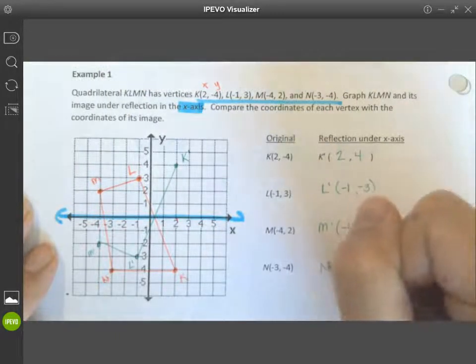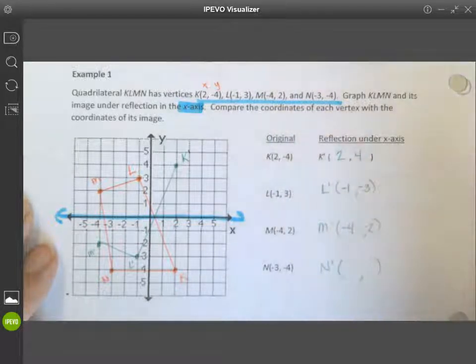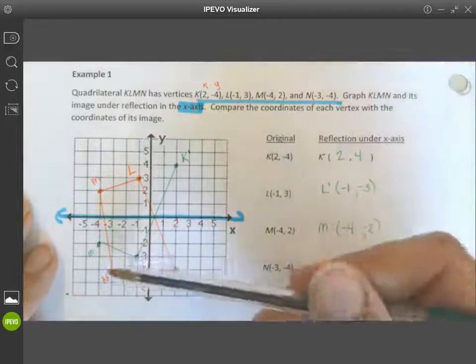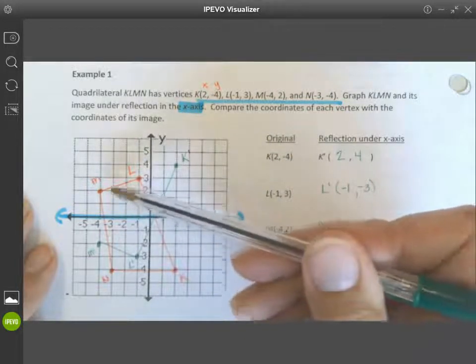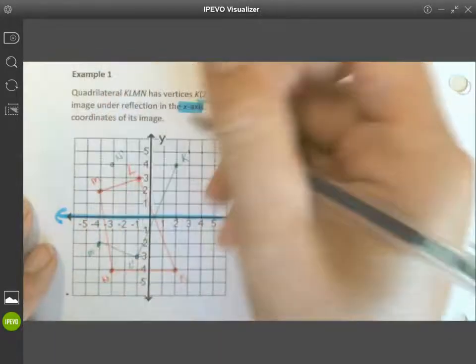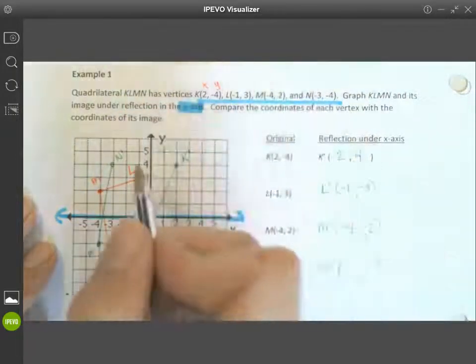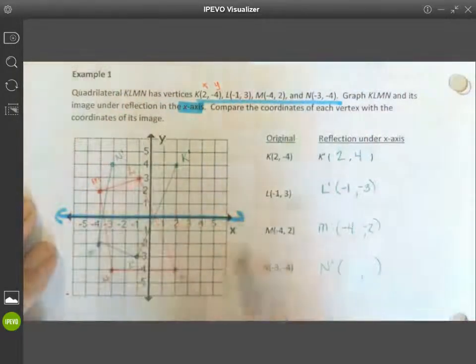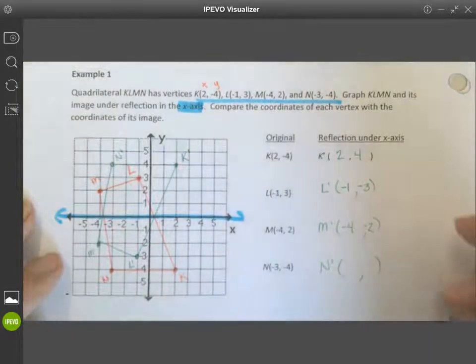And my last one is N prime. Okay, so find N. So it's sort of going to flip-flop. It's 1, 2, 3, 4 below. So go 1, 2, 3, 4 above. Now, if we came around to look at your paper, would you have them connected like you're supposed to? Would you have them labeled, their original labeled as KLMN, and then do you have the primes, K prime, L prime, M prime, N prime? All right, and what is N prime as an ordered pair?